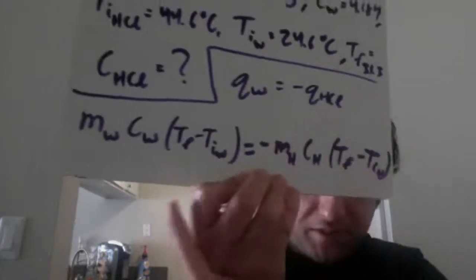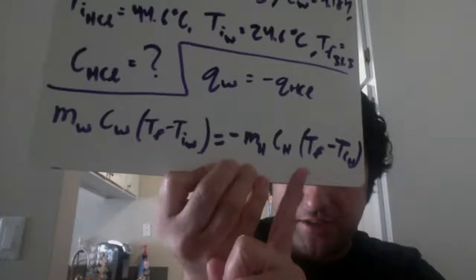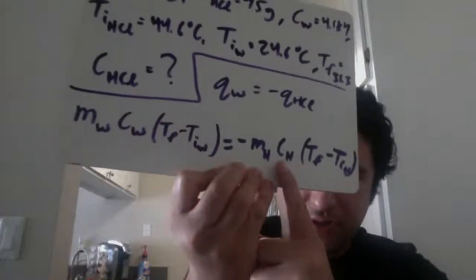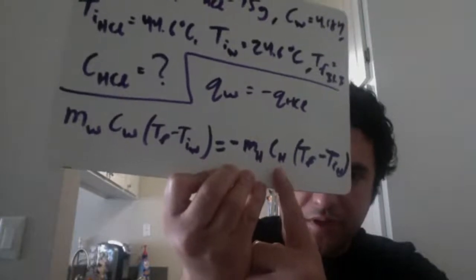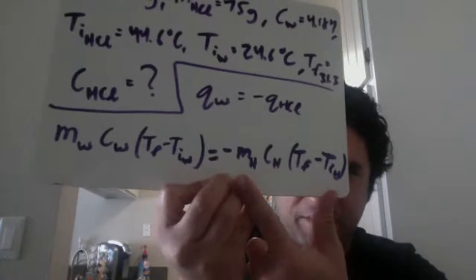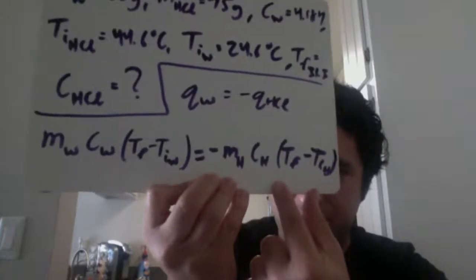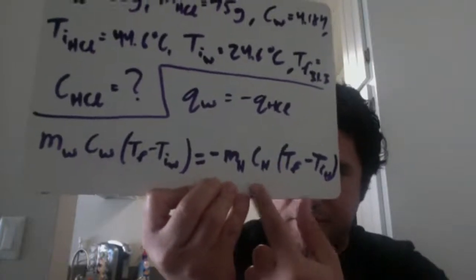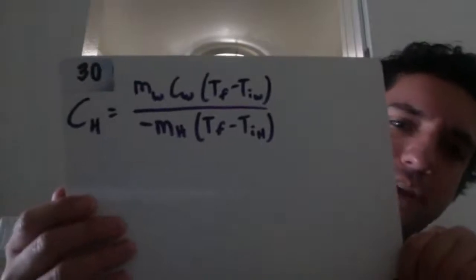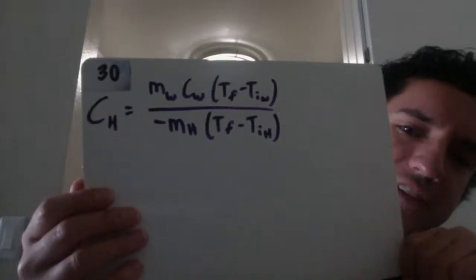All right, so releasing the heat. This is the heat equation for the water, the heat equation for the acid. I'm trying to find the specific heat capacity of the acid, which I'm just calling C of H here. So I'm trying to get C of H by itself. The way I do that is I divide both sides by the mass of the acid times the change in temperature of the acid. So that's going to be on the denominator of both sides, right? So I basically just get this. Just like the last problem, it's just instead of a metal now, it's an acid.